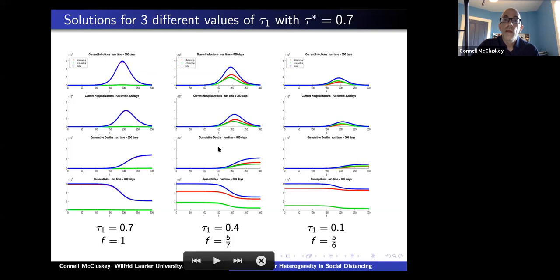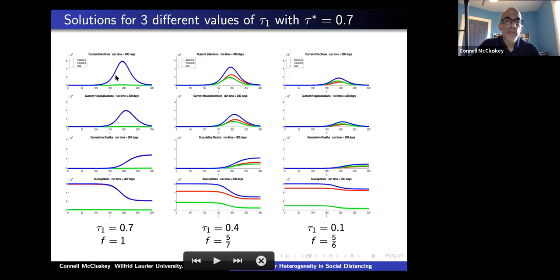In the middle panel, same idea, but now tau1 is equal to 0.4. With that value of tau1, we want to choose f equals 5/7, and that guarantees that tau star is still equal to 0.7, just like it was in the left-hand panel. What we find here is that in the top portion, the peaks have all gone down. Well, the blue peak and the red peak have gone down. The green peak has gone up from 0. That's just saying that because we now have people in our non-distancing group, there's now an outbreak in the non-distancing group as well.